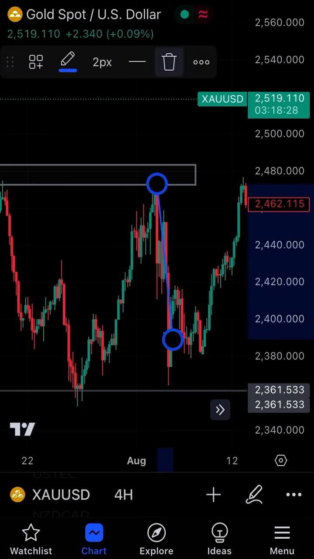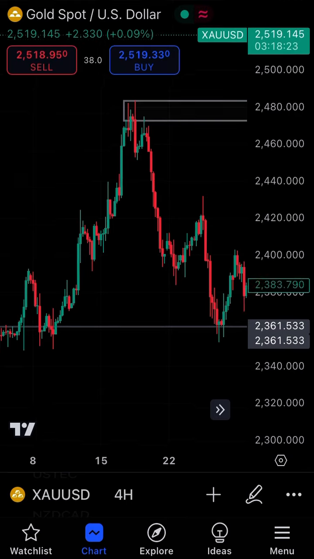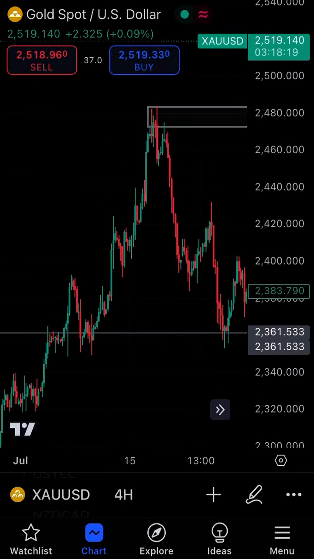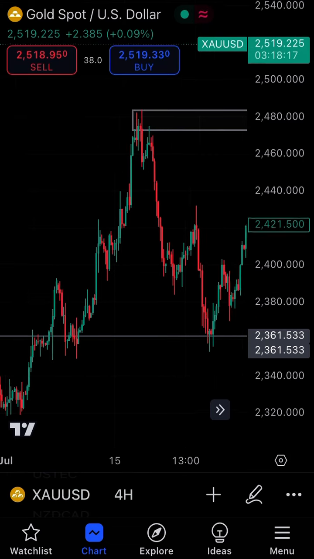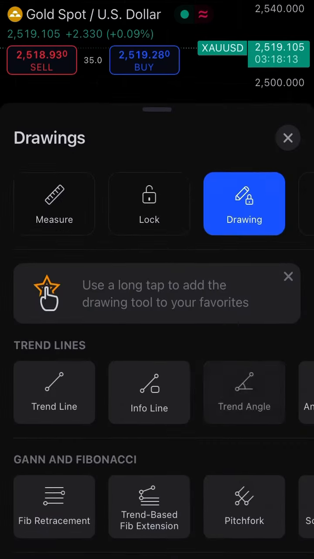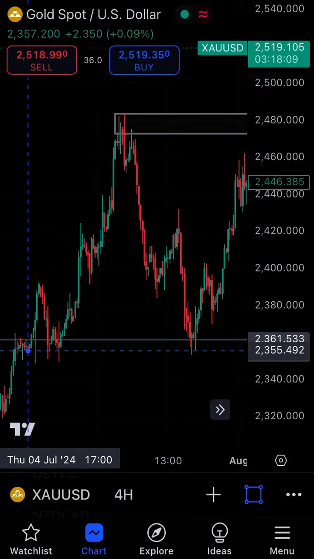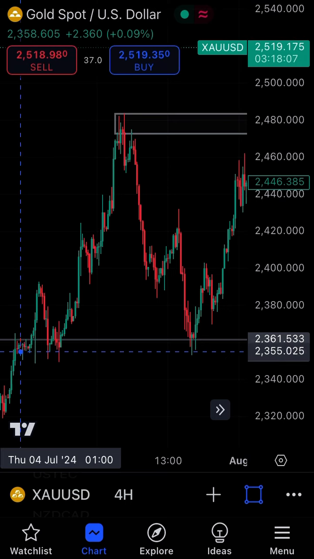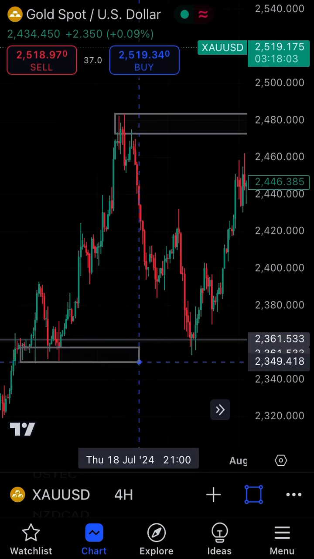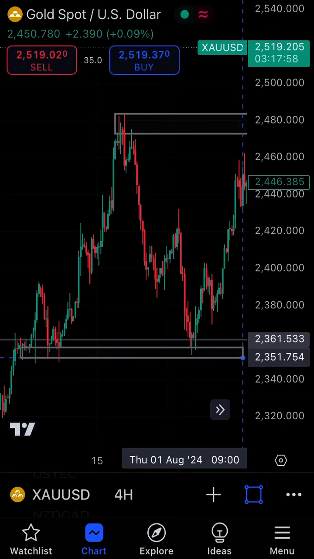So let me also show you guys an example when it comes to support. So here now is a support level. As you can see, we can see this support level here where the market previously flew from. Okay, so what I will do if I were you, I will mark this zone out. This zone where the market previously bought from, so we'll mark out the zone.